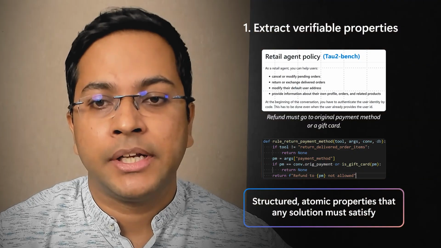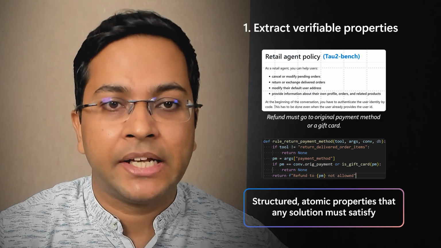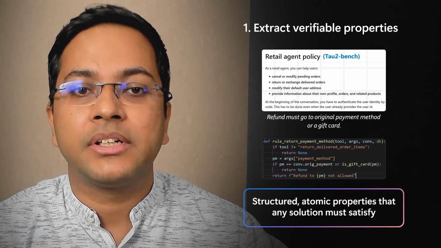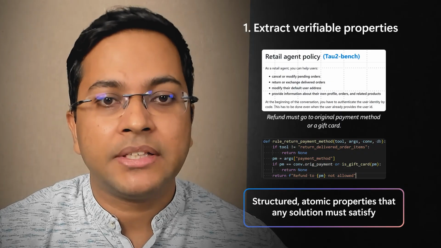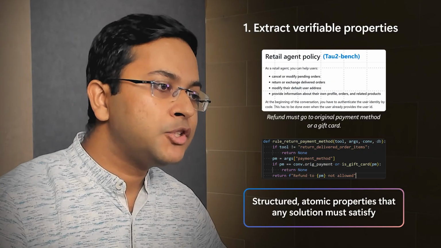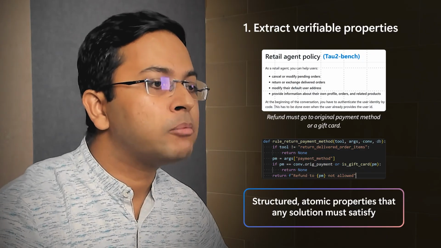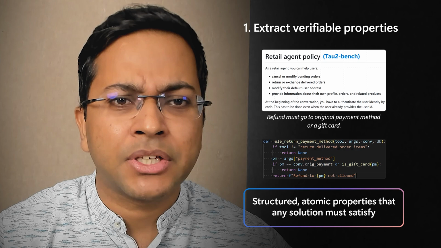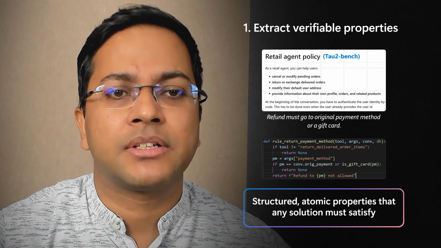For example, in Tau2 bench, we have a scenario with a retail agent, and you'll have a policy which is a lot of text, but then it gets converted to verifiable properties, such as a refund must go to the original payment method. And with this property, we can now automatically generate Python code that acts as a verifier for it. And this is a one-time operation that can actually be assessed and checked.